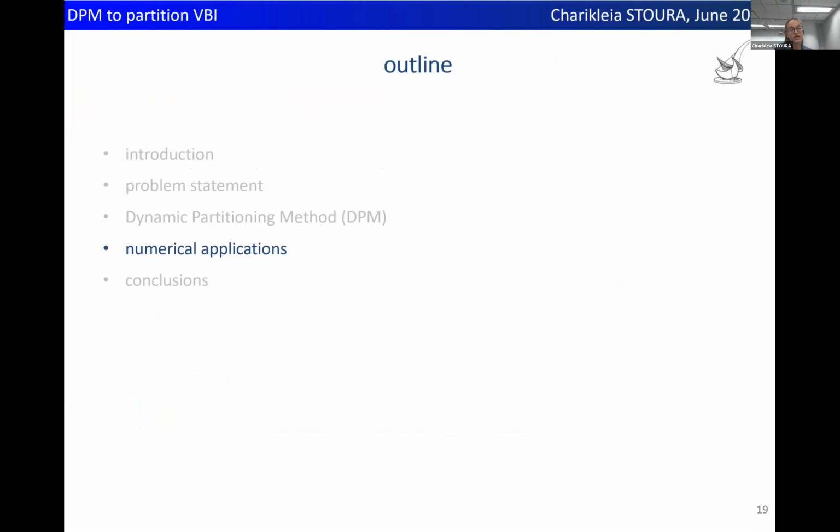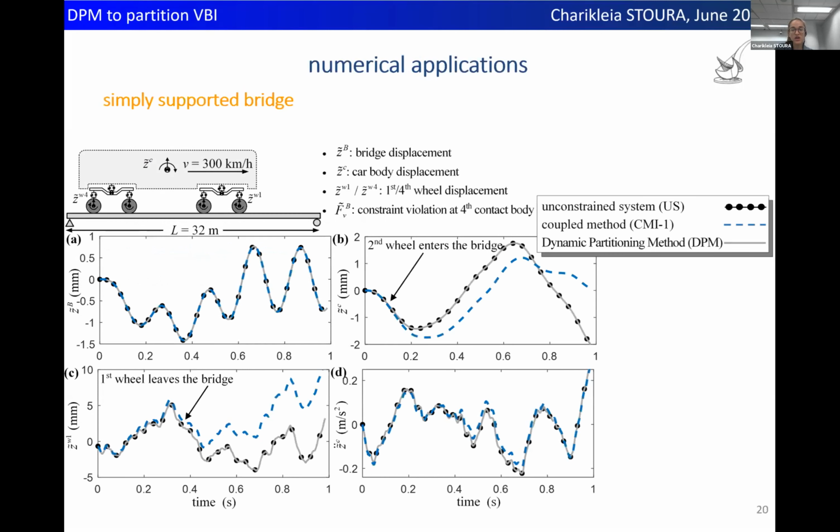So now, in order to demonstrate the accuracy and efficiency of the proposed dynamic partitioning method compared to other approaches, I will present two systems: a simple one consisting of a single vehicle and a simply supported bridge, and a more complicated model consisting of an arch bridge. So the first system, as I told you, consists of a simply supported bridge traversed by a single vehicle. The dynamic partitioning method, which is shown here with a gray line, is in perfect agreement with the benchmark solution of the unconstrained system, shown here with black circles.